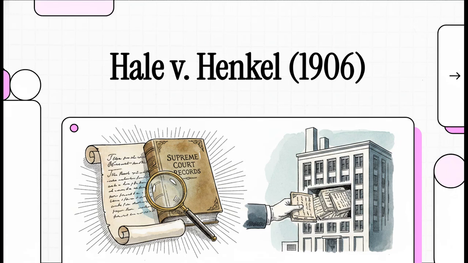Welcome to The Explainer. Today, we're diving straight into a high-stakes 1906 Supreme Court antitrust case that permanently defined how the government investigates powerful corporations. If you've ever wondered where the government gets the authority to demand thousands of internal documents from a massive company during a monopoly or fraud investigation, it all traces back to this exact moment in legal history, Hale v. Henkel.